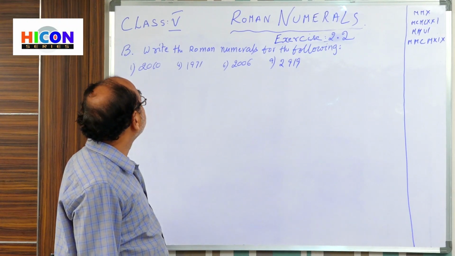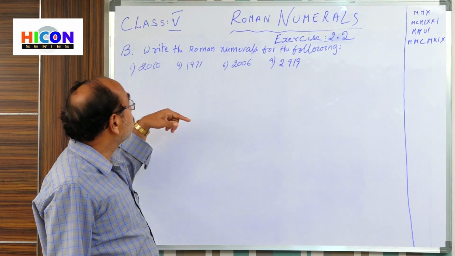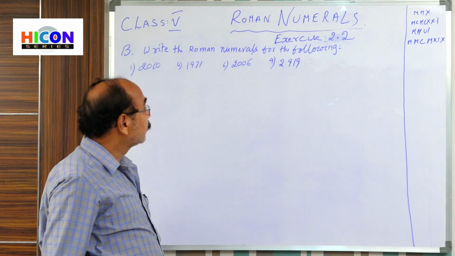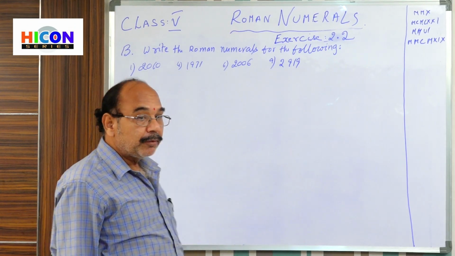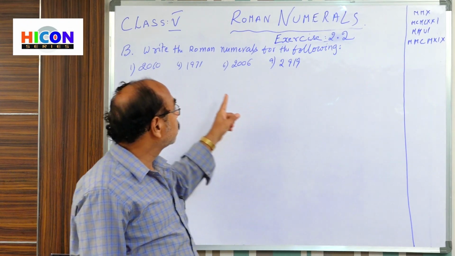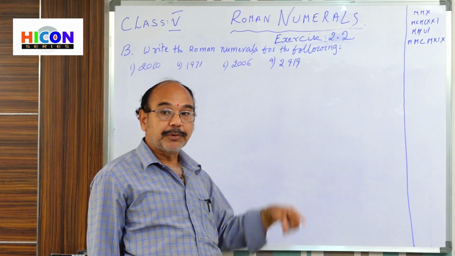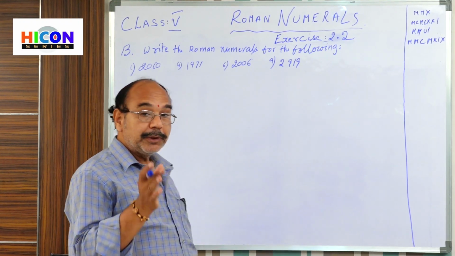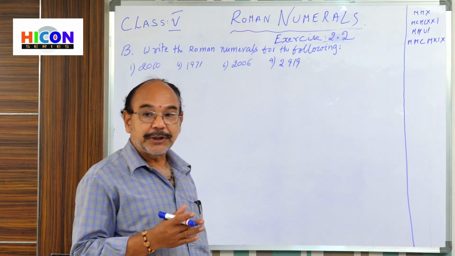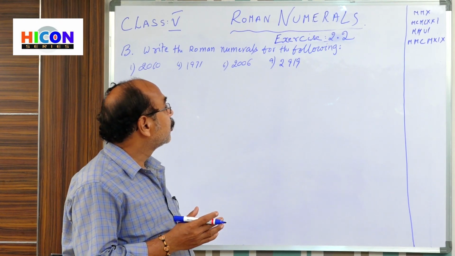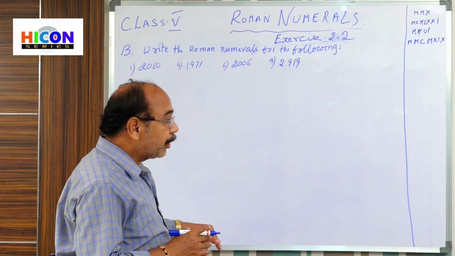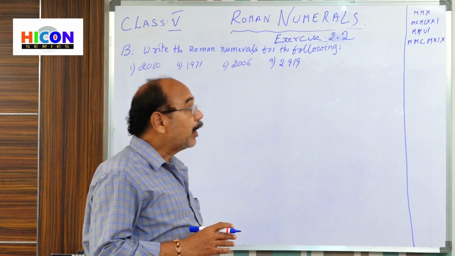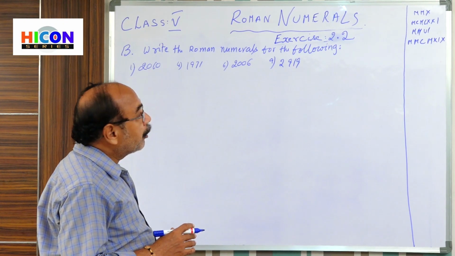This exercise, Roman B. In this, write the Roman numerals for the following. What is given in this problem? Indo-Arabic numerals are given. In the one before, what was given? Roman numerals were mentioned, and we expressed those as Indo-Arabic numerals. But in this model, Indo-Arabic numerals are given. We have to write the Roman number.